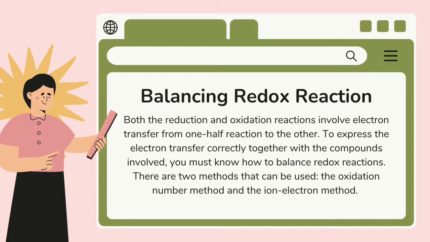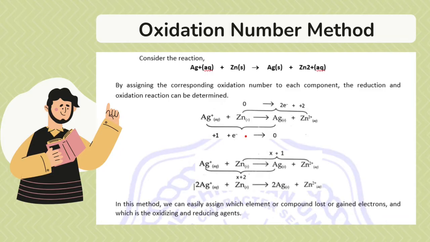While in the ion electron method, there are instances where we have a basic or acidic medium, and there is also an involvement of hydrogen ions, hydroxide ions, and water molecules in order for the reaction to be balanced. That is the concept you need to know as we talk about balancing redox or oxidation-reduction reactions. Next we have the oxidation number method.